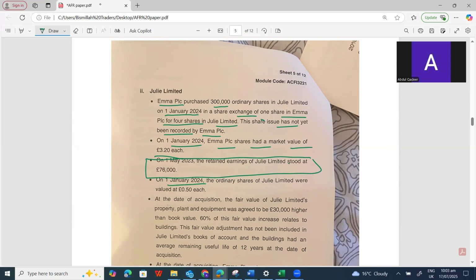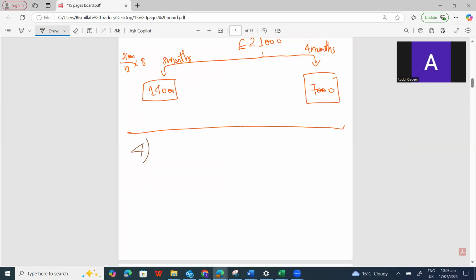On 1 January 2024, the ordinary shares of Julie Limited were valued at a certain market value. As a note, we remember here the market value of the Julie Limited share. This will be used for calculating the NCI at fair value, non-controlling interest at fair value. At acquisition, the market value of Julie at 1 January 2024 is equal to 0.50 pound.